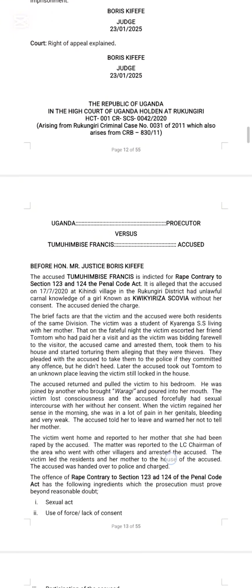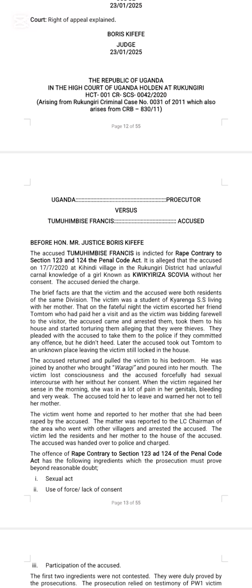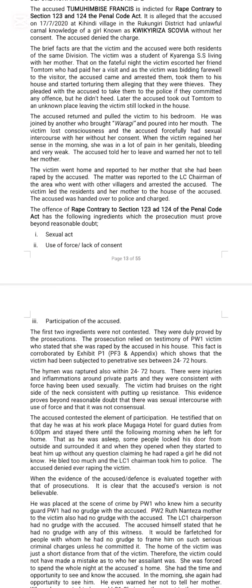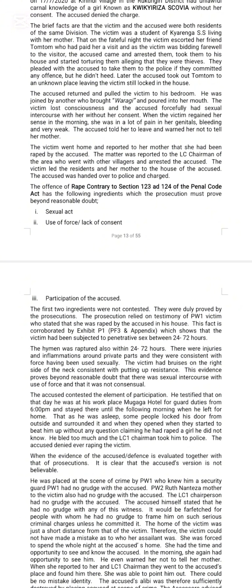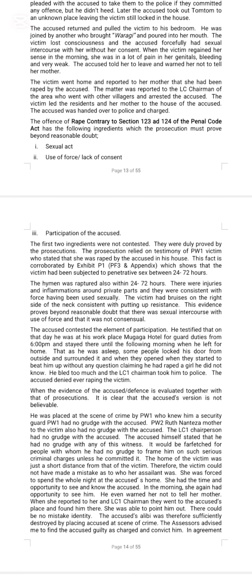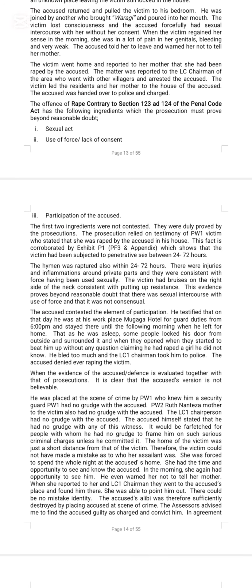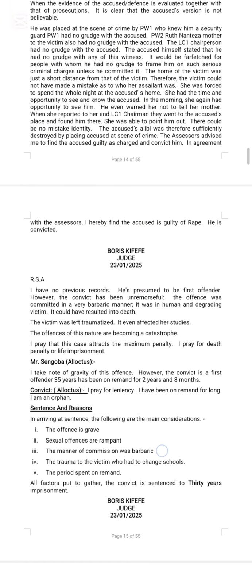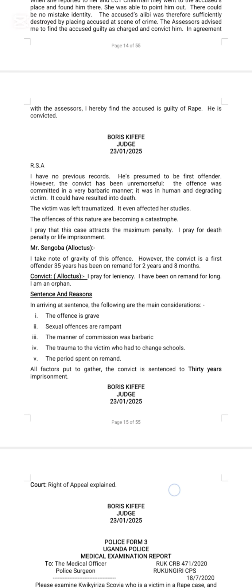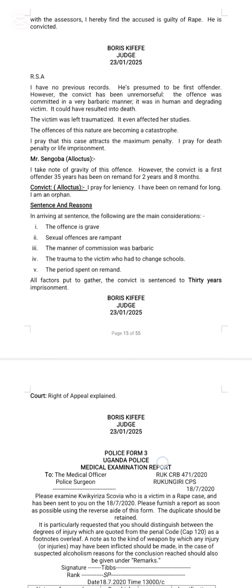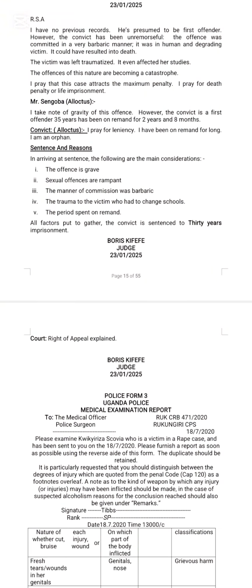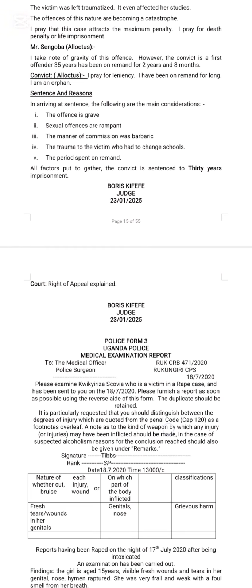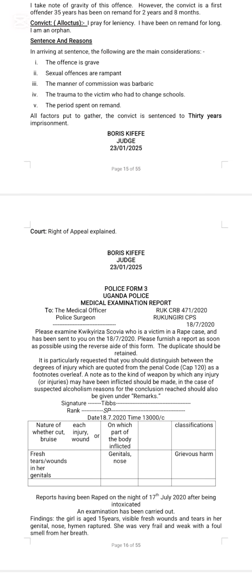We have the judgment before Honorable Justice Boris Chifefe. If you can see the judgment, first and foremost, the ingredients of the offense: the following ingredients must be proved beyond reasonable doubt: sexual act, use of force or lack of consent, and participation of the accused person. And then the judge proceeds to convict the accused person. Then you can see the allocutus, mitigating factors and aggravating factors. All factors put together, the convict is sentenced to 30 years in prison.